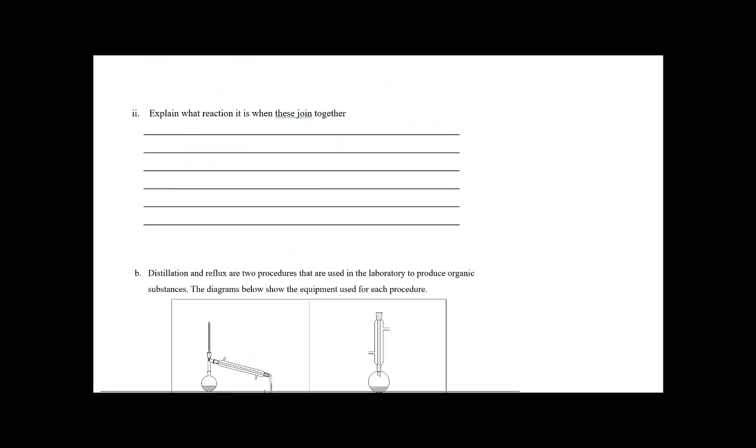Now, the type of reaction that joins them together is a condensation reaction. Now, at this stage, this isn't a polymer. If it was joined together to make many repeating units, it would be, such as a protein. So it's a condensation reaction.